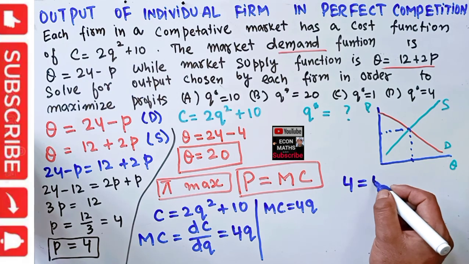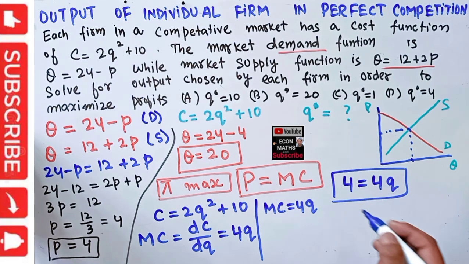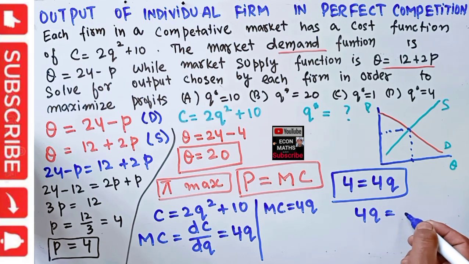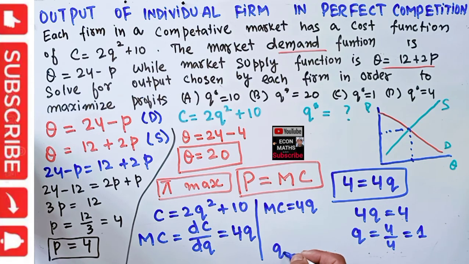is 4Q. If I solve it for Q, that means 4Q will be equal to 4. Dividing both sides by 4, we get Q equal to 4 upon 4, which comes out to be 1. That means each individual firm in the perfectly competitive market will supply 1 unit of output. I hope I made myself clear in this video. Thank you.